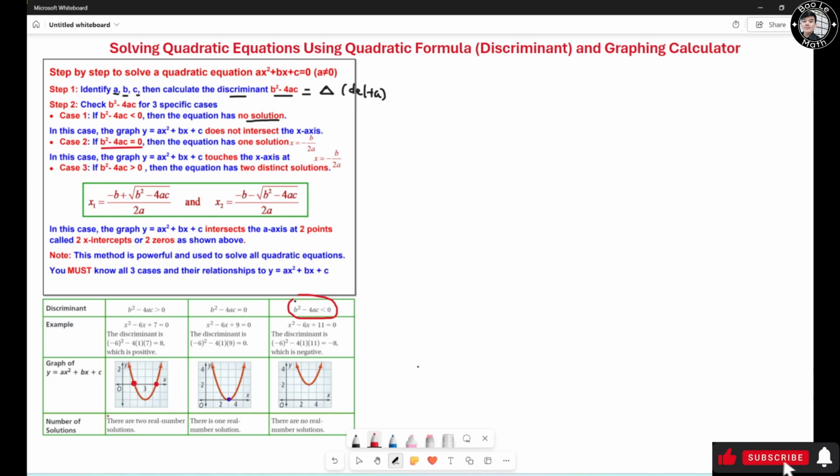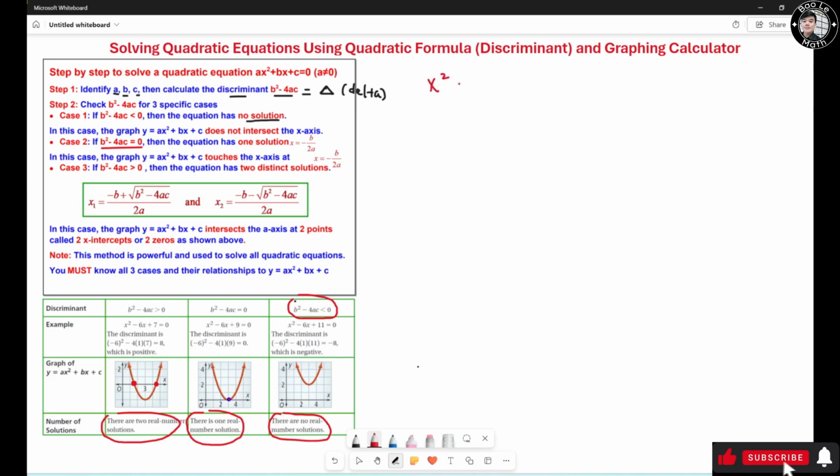Now, in this situation, we have two real number solutions, right? This guy, we have one real solution. And this guy, we have no real solution, right? Now, let's take a look at the first example.